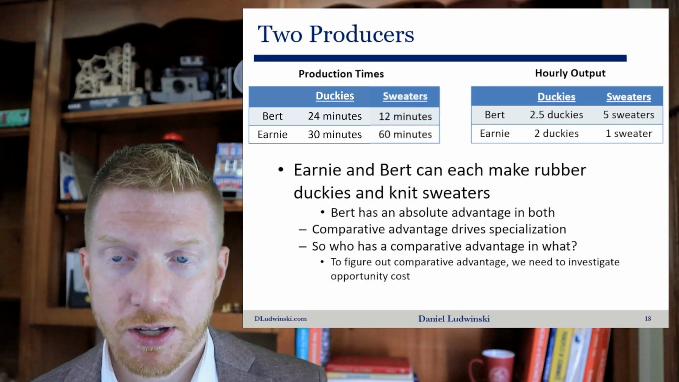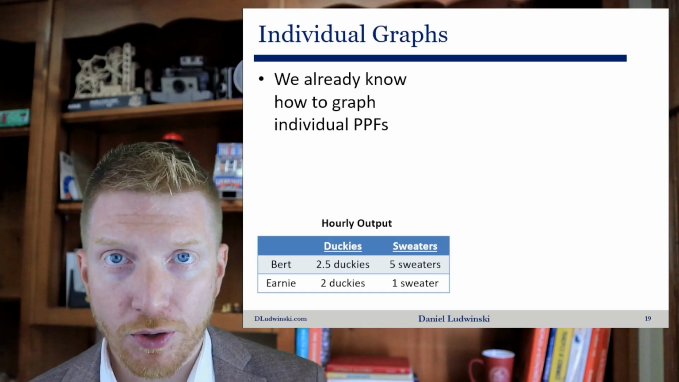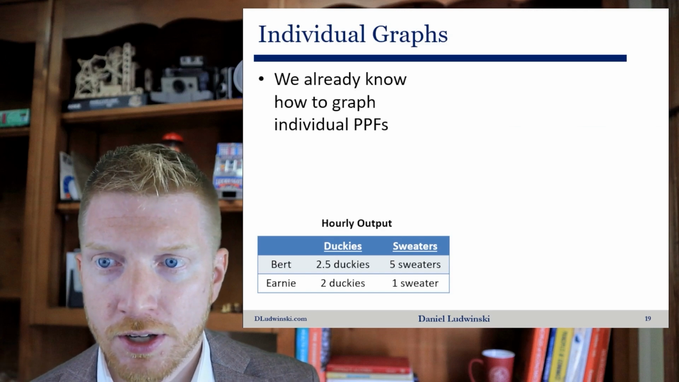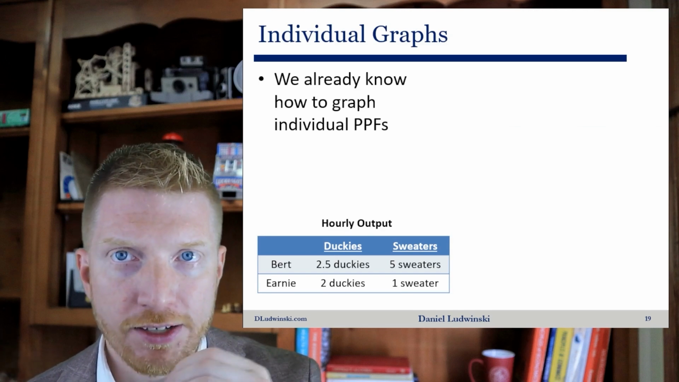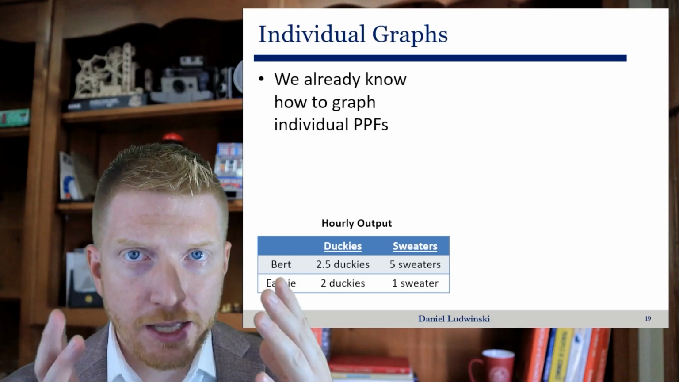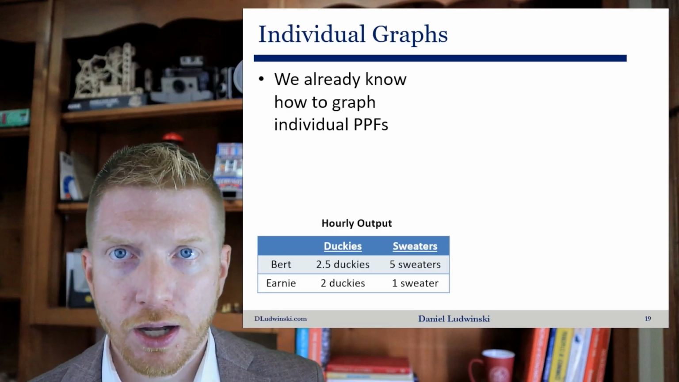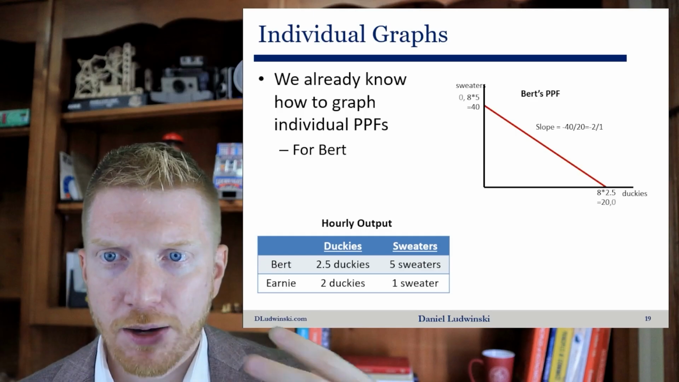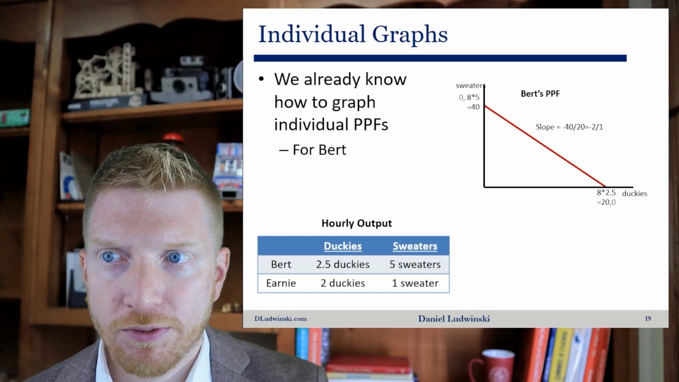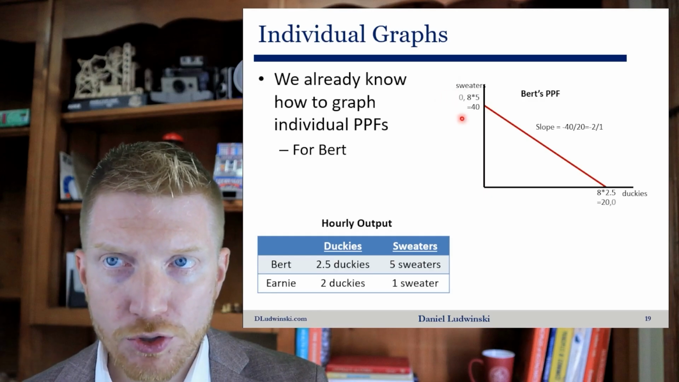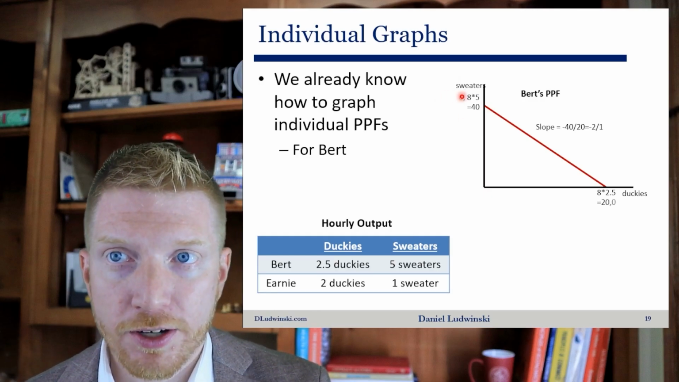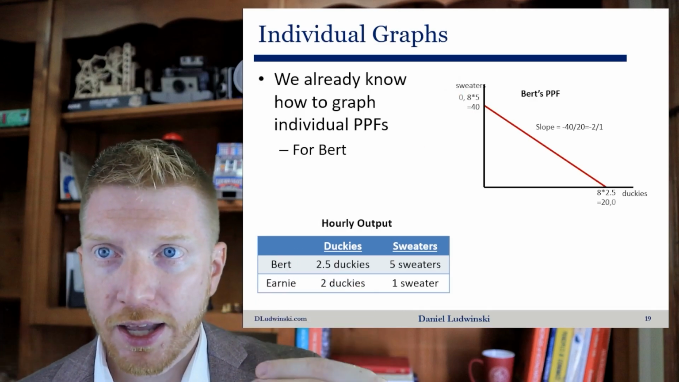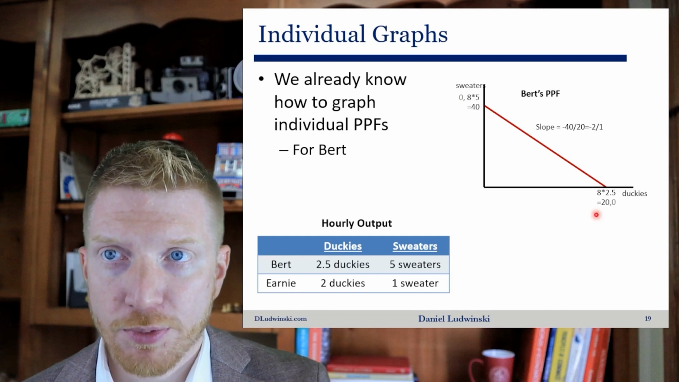So let's first look at individual graphs. We learned in our previous video how to graph individual production possibilities frontiers. So we can take this hourly output and say what the maximum amount we could do is. Let's say we have 8 hours. So for Bert, the maximum sweaters he could make is 5 sweaters times his 8 hours, a max of 40 sweaters if he was using all his time on sweater production. If he used all his time on ducky production, it's 2.5 per hour, so 8 hours would mean 20 duckies produced.